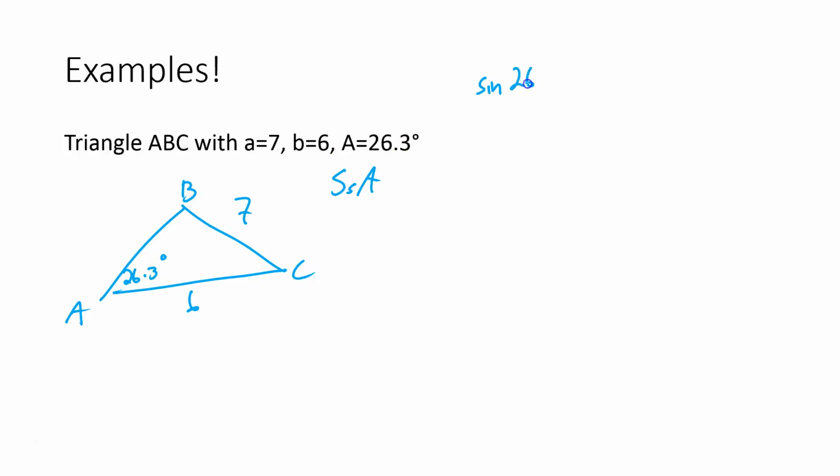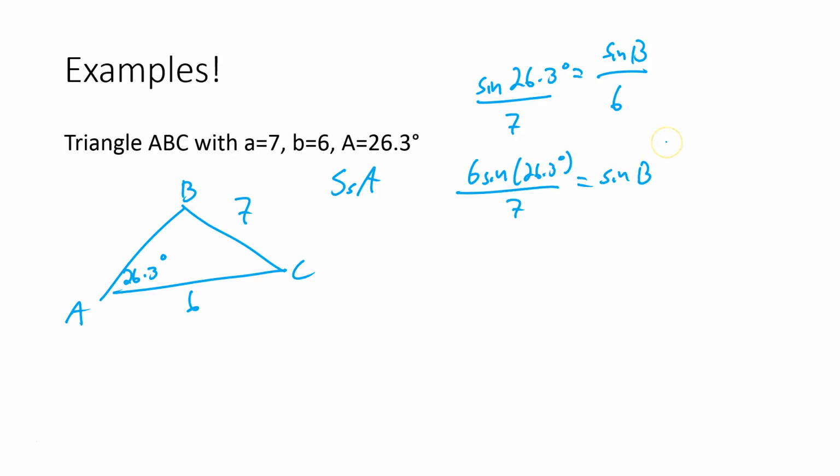So I have sine of 26.3 degrees divided by 7 is equal to, this time I'm going to look for that angle, so I have sine of B divided by 6. Cross multiply. Actually, I'm just going to multiply by 6. So I'll have 6 sine of 26.3 degrees divided by 7 is equal to sine of B. Crunch that in my calculator. 6 sine of 26.3 degrees divided by 7. I get 0.3797. So 0.3797 is sine of B.